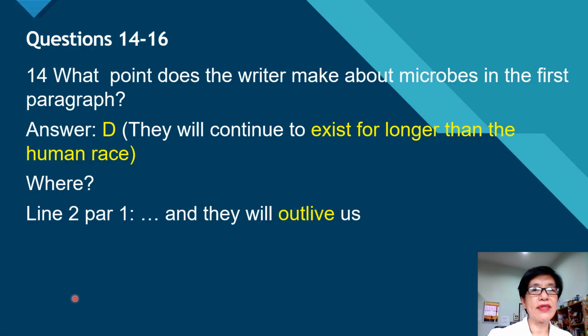All right. Questions 14 to 16. 14. What point does the writer make about microbes in the first paragraph? The answer is D. They will continue to exist for longer than the human race. Where do you find the answer? It's in line 2, paragraph 1. Here. And they will outlive us. Outlive means they will exist for longer. They will live longer than us.